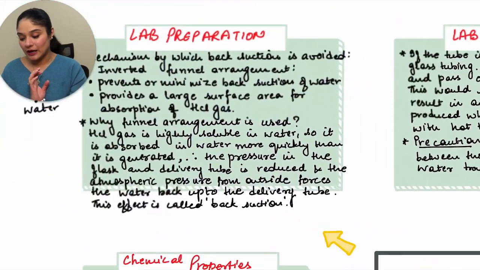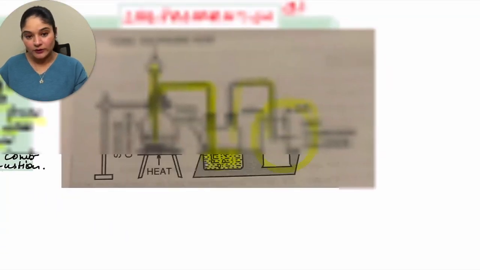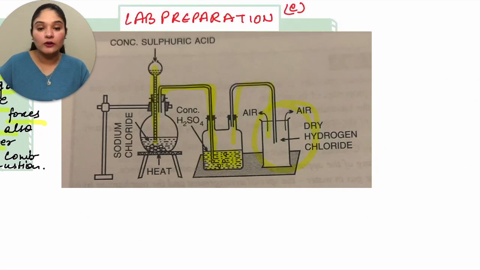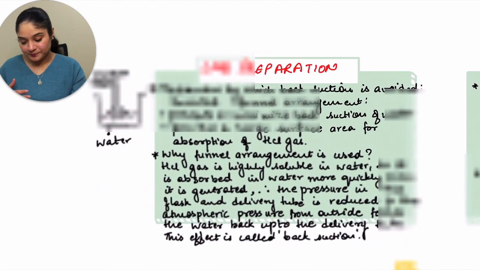Now let's start with the basic understanding, that is lab preparation. The entire lab preparation for HCl gas is the same here. It is just that when you start getting your HCl gas over here, you dissolve it in water instead of collecting it into a jar. So this entire preparation becomes for hydrochloric acid. So let's look at that.